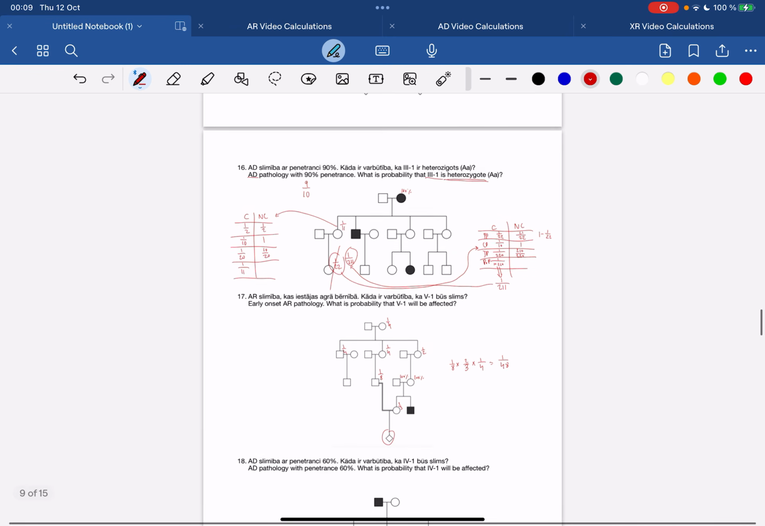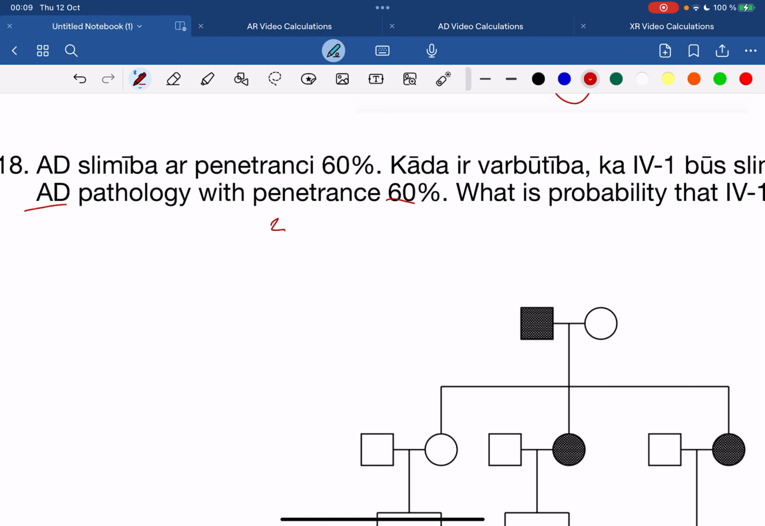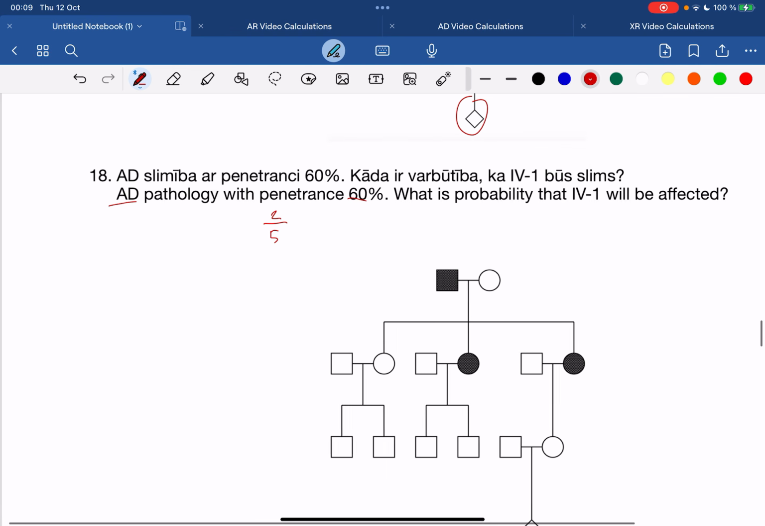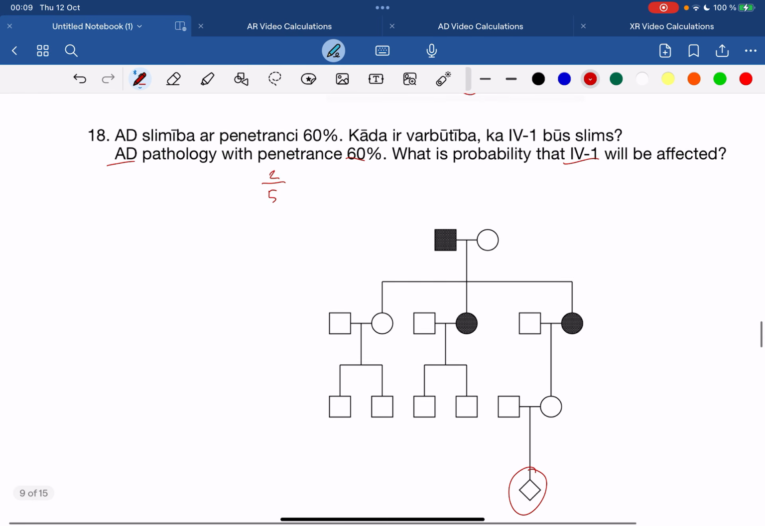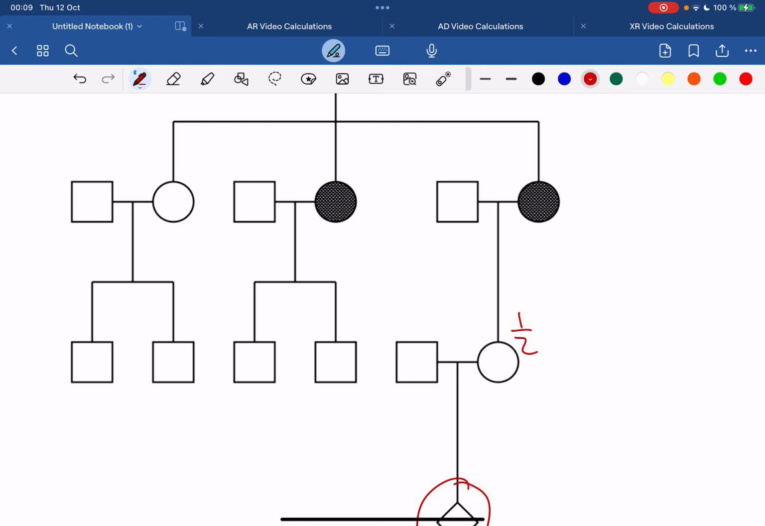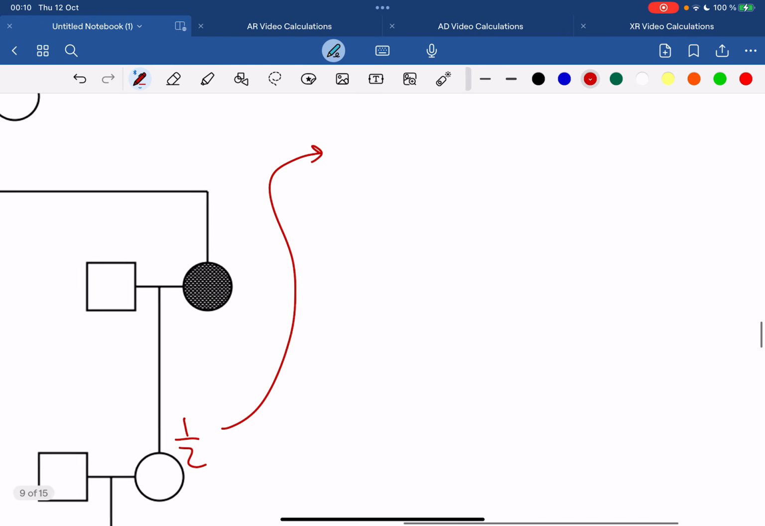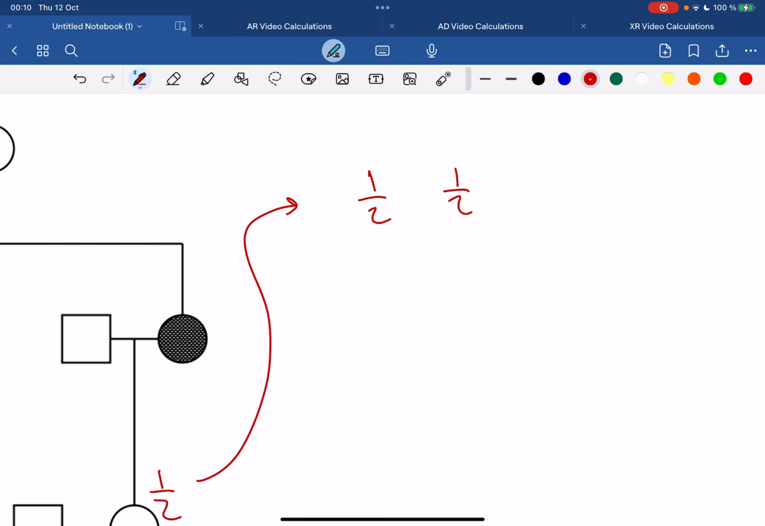Okay, we're almost there. Next up is autosomal dominant with 60% penetrance. What is the probability that 4-1 will be affected? Right there. So we can go according to this person. It's autosomal dominant. That means that this person has 1/2 chance of being affected. But because we're not 100% sure, we always have to do a Bayesian table for autosomal dominant where we're not sure. So 1/2 here, 1/2 here. And then conditional, joint, and posterior.